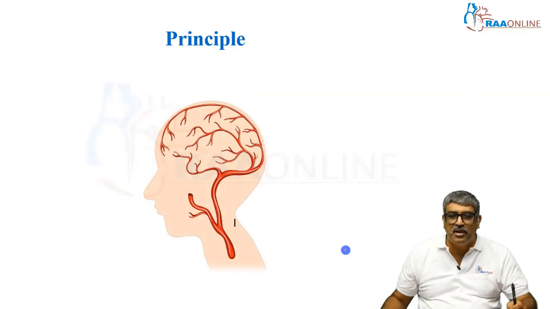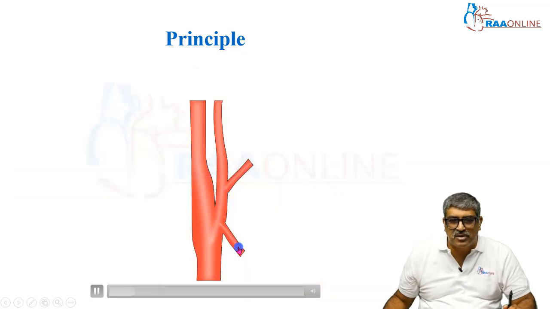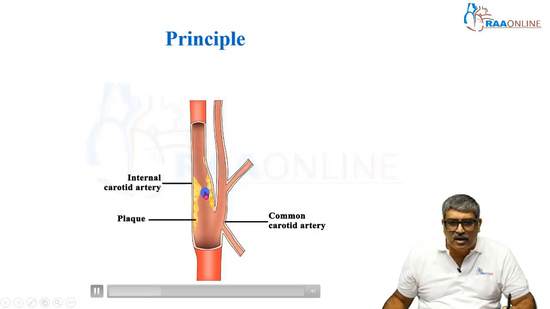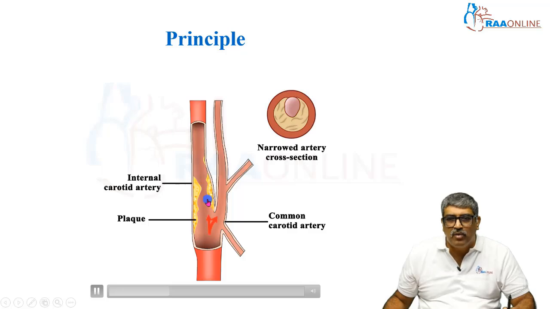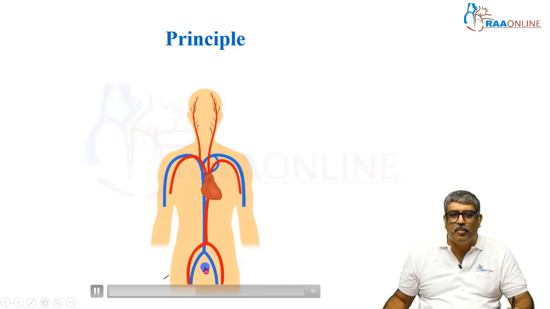Coming to the principle, here you have a carotid artery stenosis. This is the common carotid, external and the internal carotid. At the bifurcation on the internal carotid, you have carotid atherosclerosis. Now, the artery is narrowed with reduced blood flow to the internal carotid, so cerebral circulation is compromised.